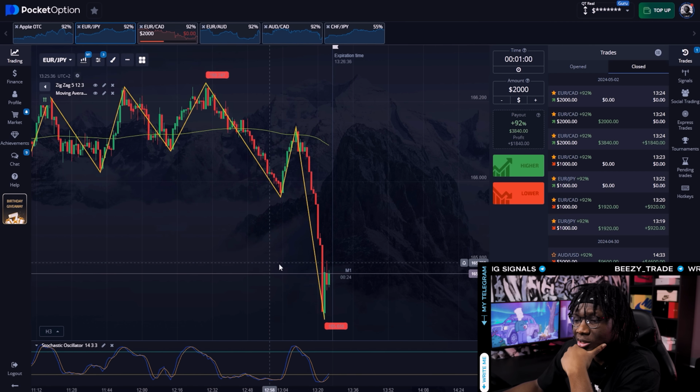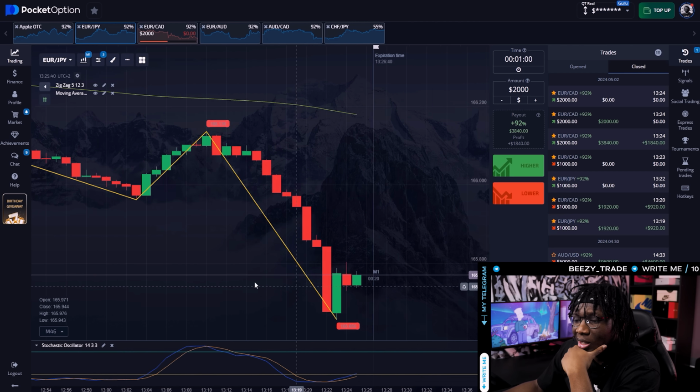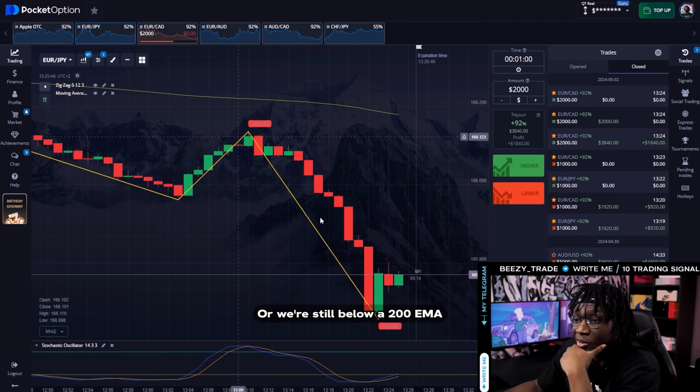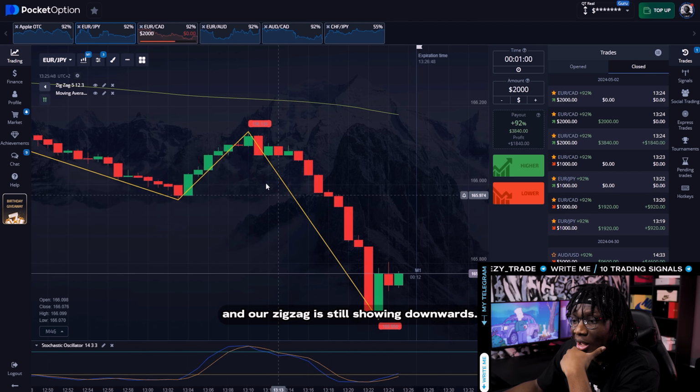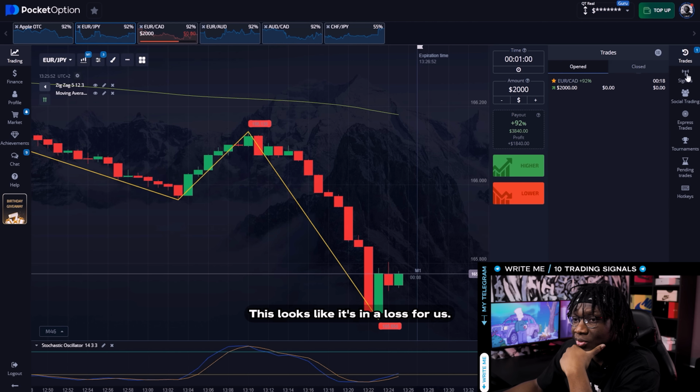pull up right here. So we're expecting it to stop at 168, but now we're seeing it's like isolated looking up, but we're still below our 200 EMA, and our zigzag is still showing downwards. This looks like it's another loss for us.